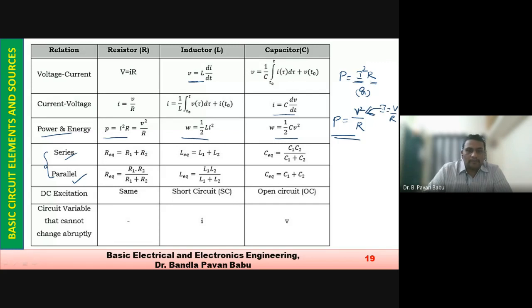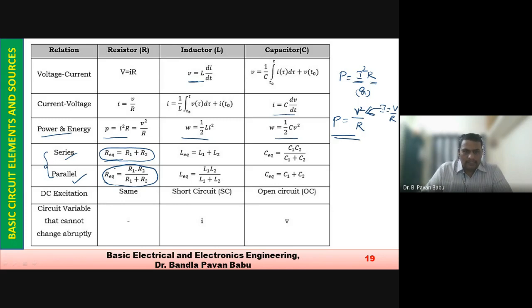As of now, if you want to see this equation: when two resistors are connected in series, the equivalent resistance is R1 plus R2. In a similar way, when two resistors are connected in parallel, later on I'll give you more information about how we can identify a series or a parallel connection. In the coming sessions I'll give you the detailed information.